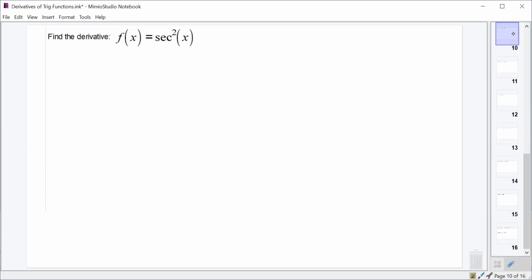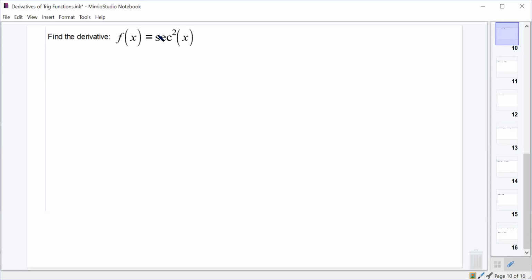All right. How about this one? Finding the derivative of secant squared x. Any thoughts on how we'll deal with that one? Can we use the power rule? So we cannot use the power rule. That's a great idea.